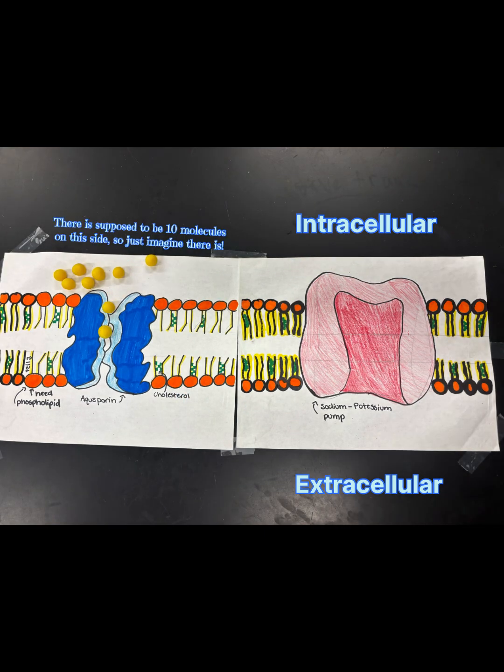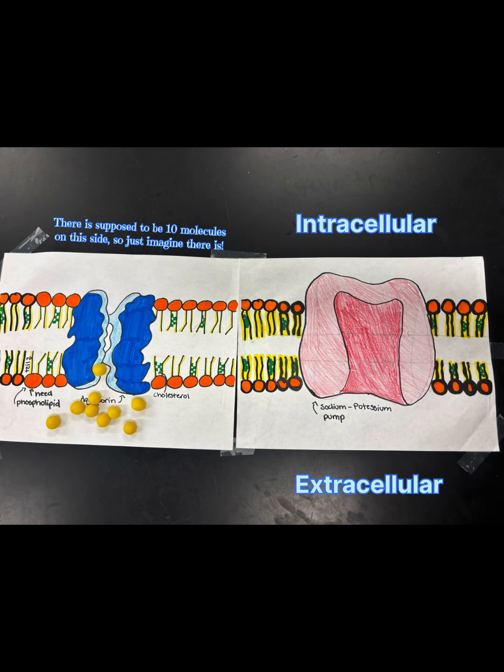Now facilitated diffusion is occurring in the cell. The type of facilitated diffusion is called osmosis, which means water is going through an aquaporin protein. Osmosis is a type of passive transport as well and only occurs with water. Osmosis also occurs from a high to low concentration gradient.